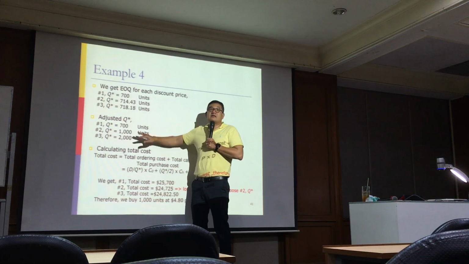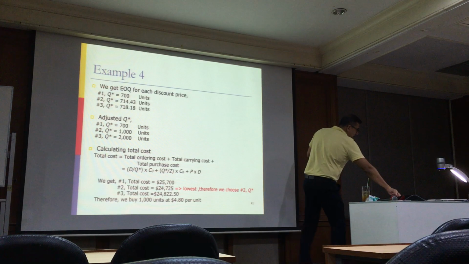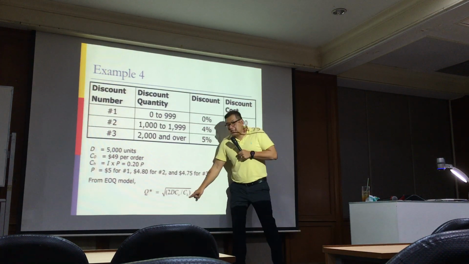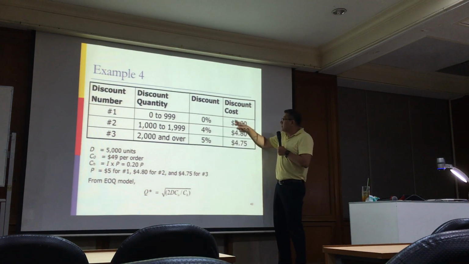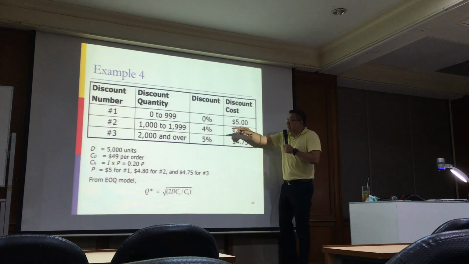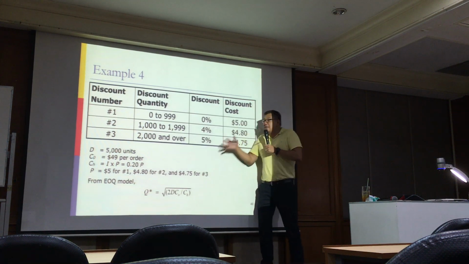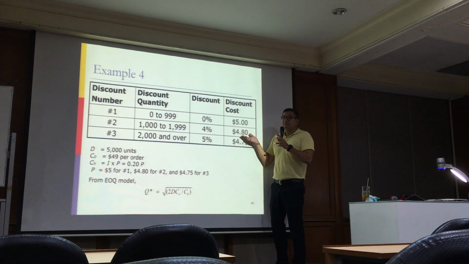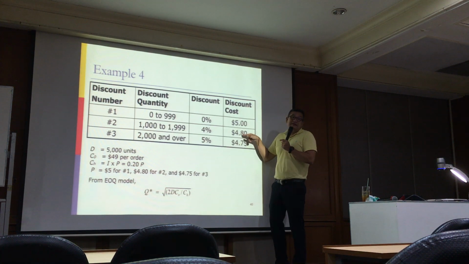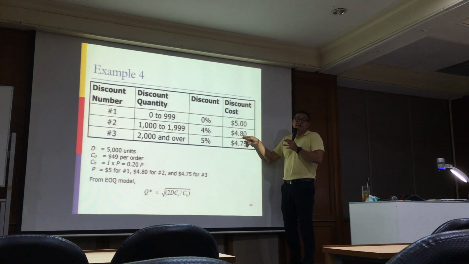Because we need to make it possible. Because when you calculate Q star, when you're using C sub H, you're using 20% multiplied with this price, right? So if you do not adjust, it's impossible. Let's say the second level, you're using this price to calculate the C sub H, but the result you have 714. 714, you cannot get this price, right? In order to use this price, you need to adjust to be 1000, so you can use this price.